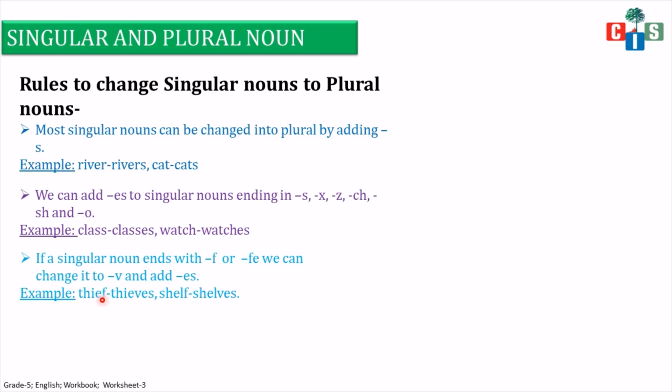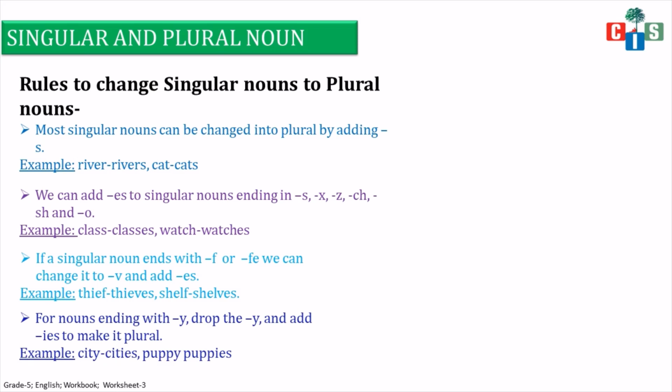So what we have to do, as per rule, we have to write here ves. In place of f we are writing ves. Okay, try to understand. Thieves. Shelf, this word also ends with f. So we add ves in place of f, so it will become shelves. Shelves is the plural of shelf.